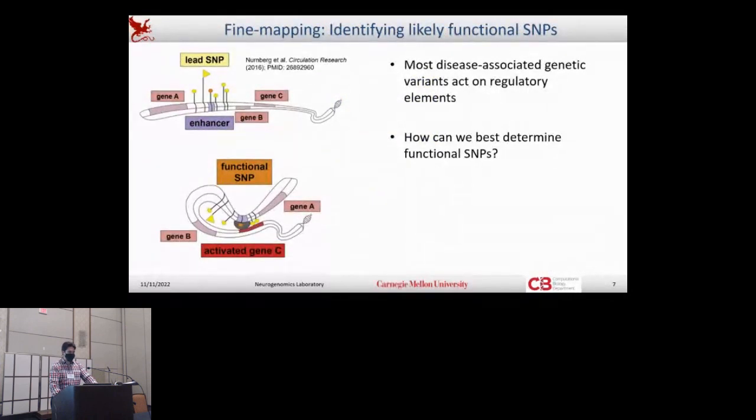And the idea is that there's a particular lead SNP that's picked up by the array, but there might be a functional SNP that's in LD with it. And we want to use various tools and techniques to identify what that functional SNP could be, including sets of annotations.